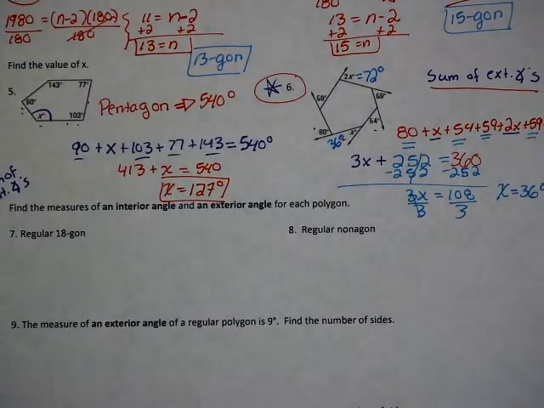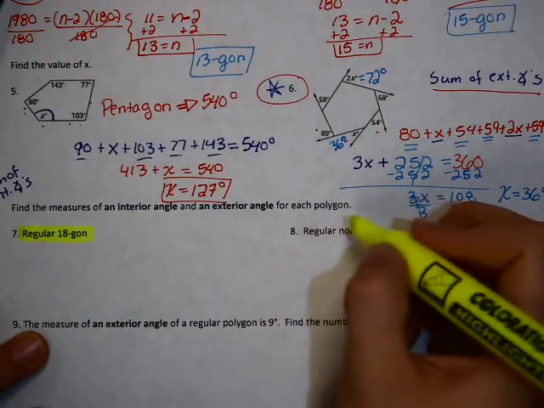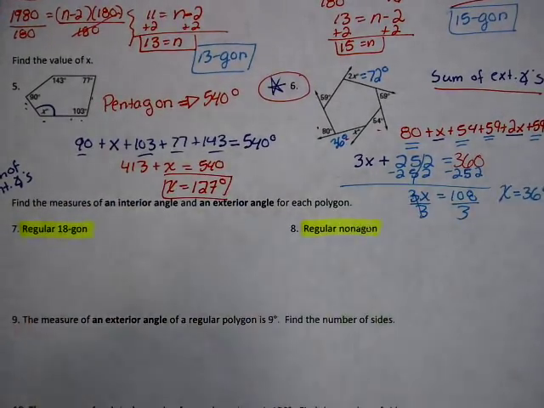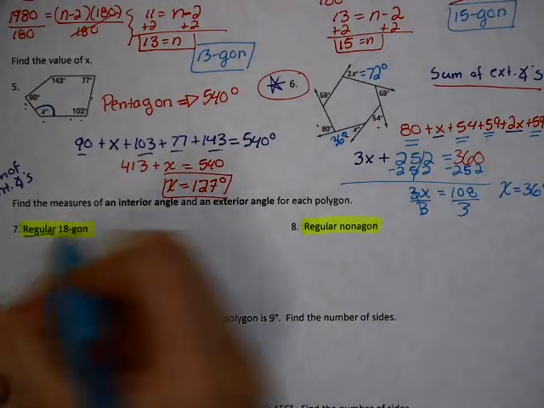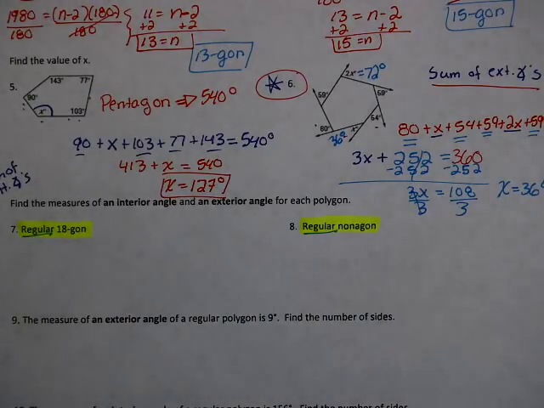Okay. All right, our next set of questions. The first one says find the measures of an interior and an exterior angle for each polygon. So the key word here for these first two, 7 and 8, is regular. It's a regular 18-gon and a regular nonagon. Because it's regular, remember we talked about this at the very beginning, all the sides are congruent and all the angles are congruent.